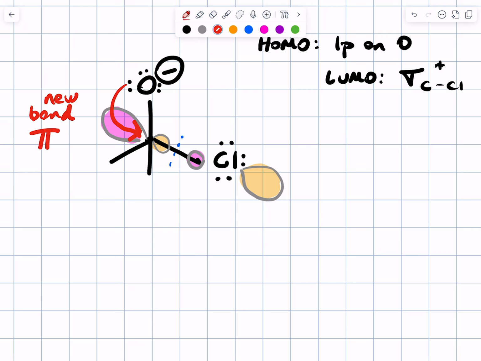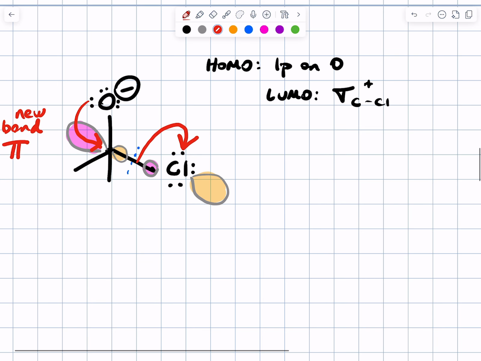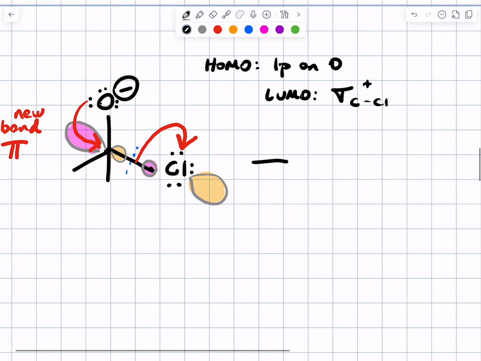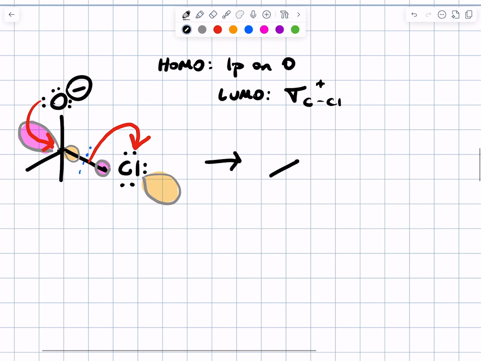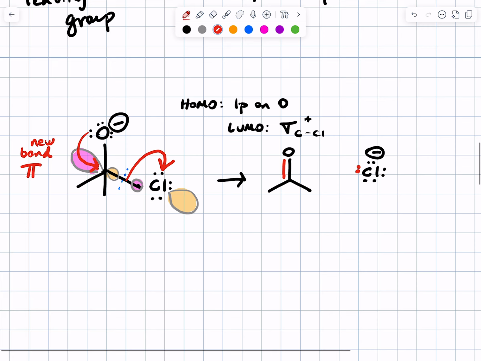Nevertheless, because the LUMO was a sigma star, we have to break the carbon-chlorine sigma bond. And the products are going to be this. Here is the new pi bond between oxygen and carbon, and there's Cl minus, again, as our leaving group. The 2 electrons that were in the carbon-chlorine bond are now a lone pair on chlorine.